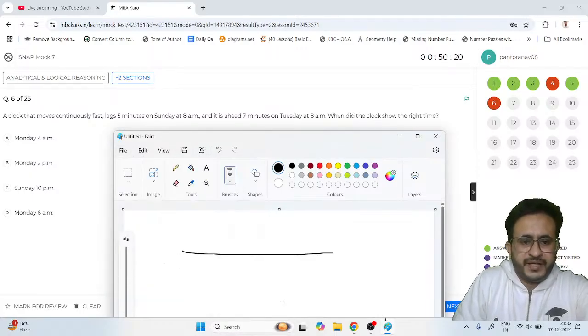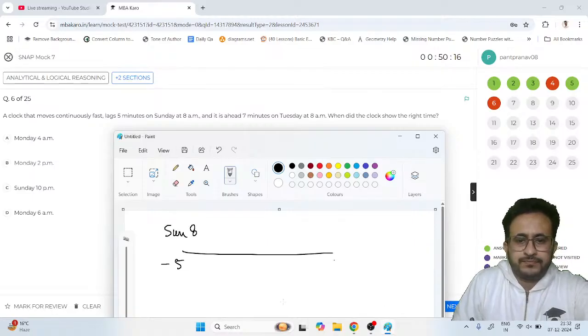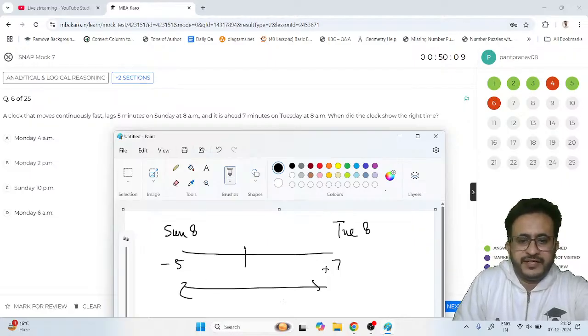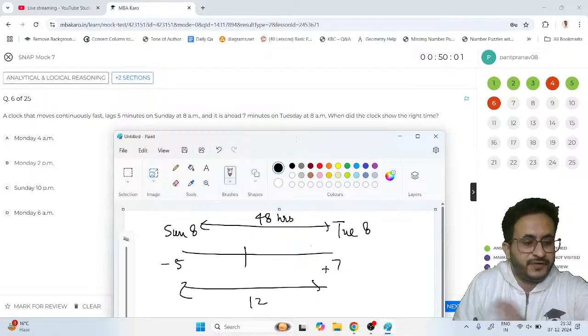So it is minus 5 minutes on Sunday at 8 a.m. and plus 7 minutes on Tuesday at 8 a.m. Right? So there is a difference of 12 minutes. In how much time? Sunday 8 a.m. to Tuesday 8 a.m., so 48 hours. Right? 48 hours, 12-minute gap.